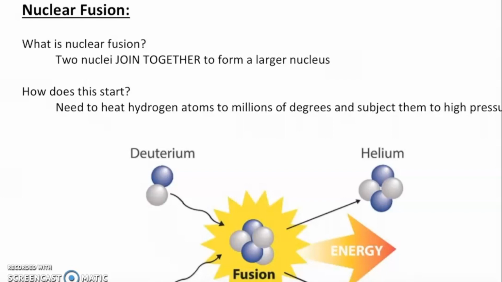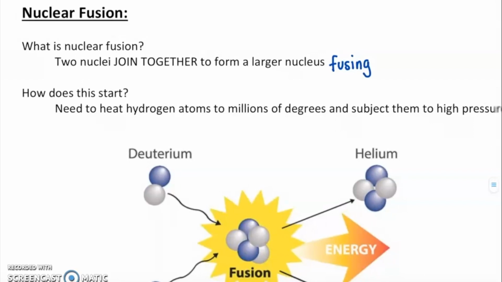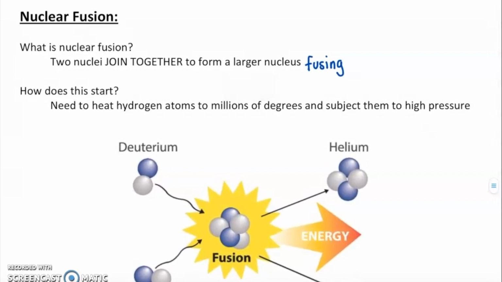And next up we have nuclear fusion. This is where two nuclei are joining together to form a larger nucleus. They are quite literally fusing together. Okay? In order to start nuclear fusion, you need really high temperatures. You need really high pressure, comparable to the temperature and pressure of the sun.